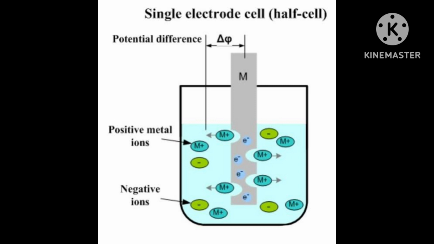Then the anode, how will you represent it? How will you write the anode? Here you write metal, then an oblique sign, and then the metal ion. Metal will convert to metal ion. That's why you are writing metal, one vertical line, and metal ion.